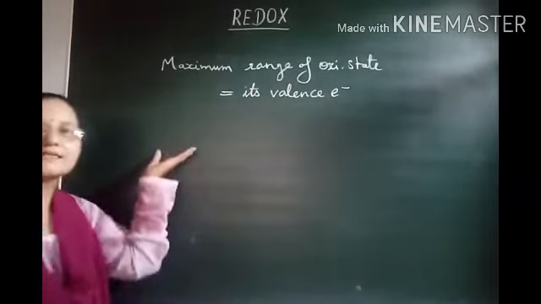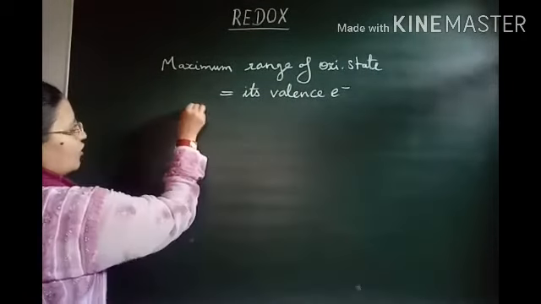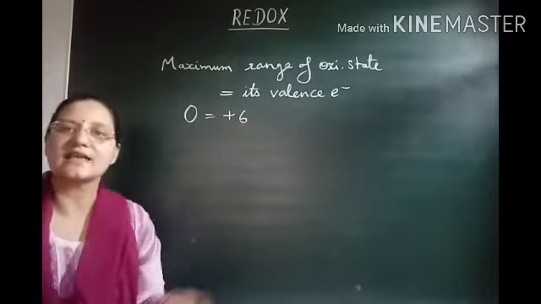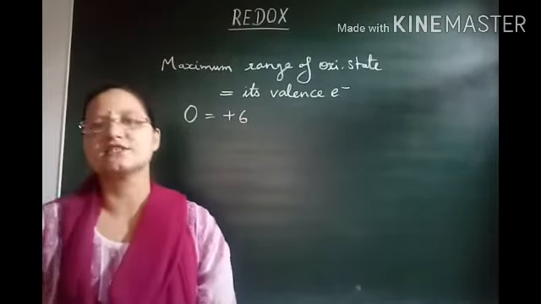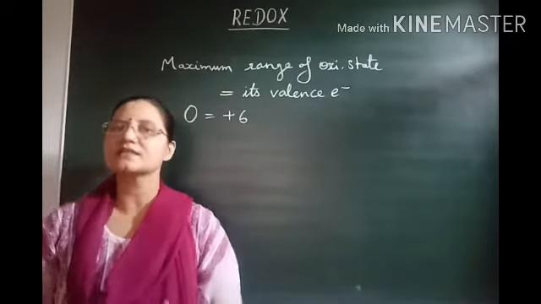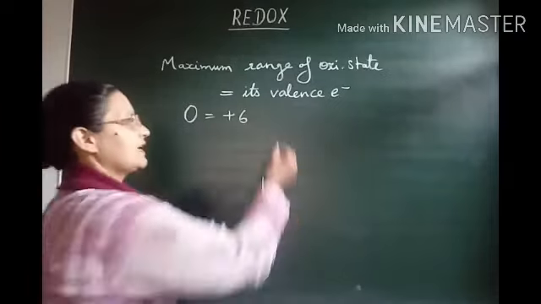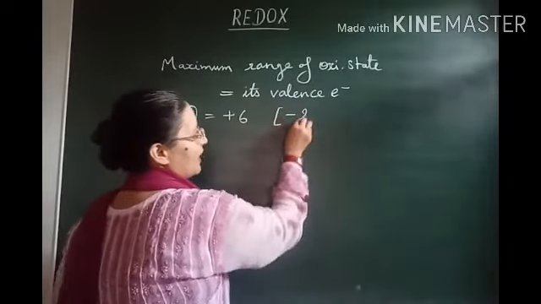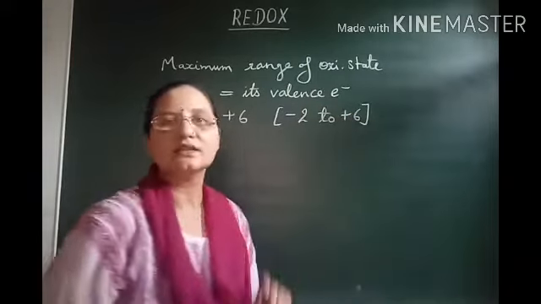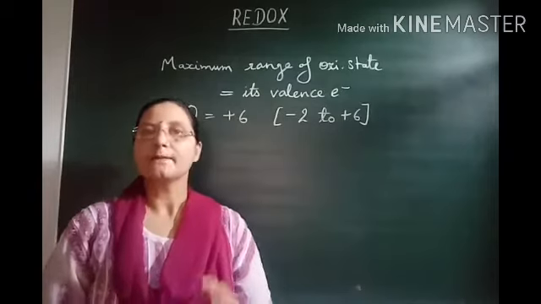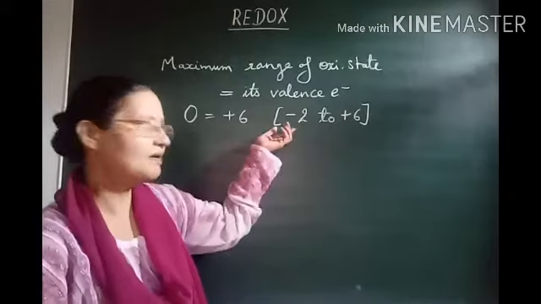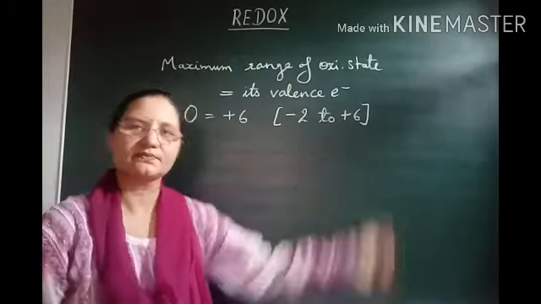For example, we take the same examples again. For oxygen it is +6 because oxygen has 6 electrons in its valence shell. So the minimum range is -2 and maximum is +6. So we can say that oxygen may vary from -2 to +6. The oxidation state for oxygen may vary between -2 to +6. That is the minimum range to maximum range.